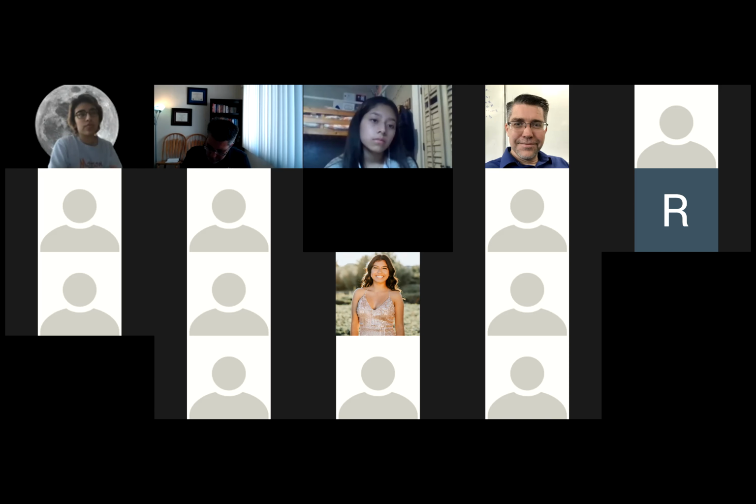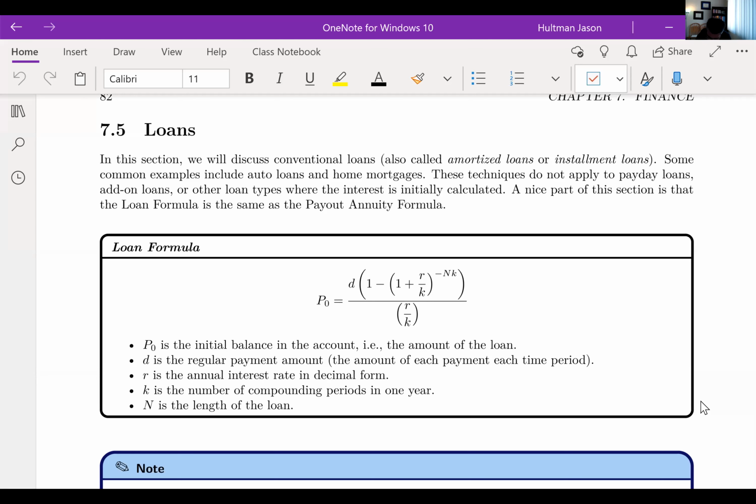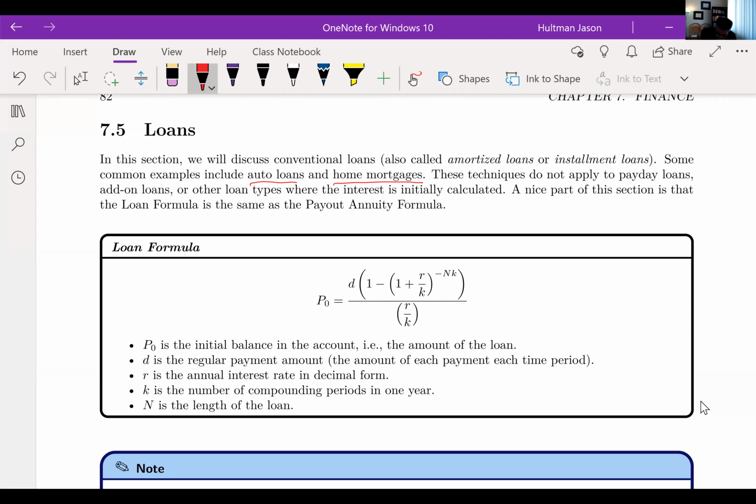In this section, we will discuss conventional loans, also called amortized loans or installment loans. Some common examples include auto loans and home mortgages. These techniques do not apply to payday loans, add-on loans, or other loan types where the interest is initially calculated. The nice part of this section is that the loan formula is the same as the payout annuity formula, which we didn't cover. I'm not covering this in this class.